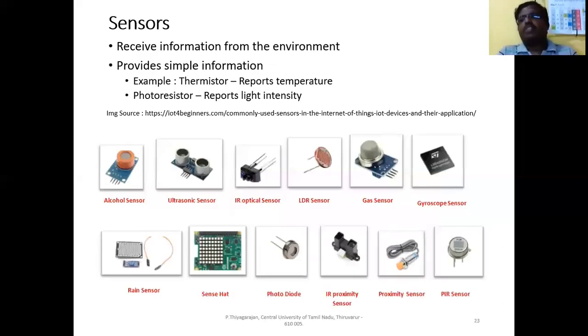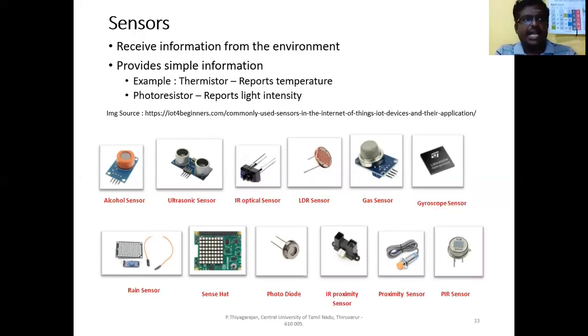Next component which we're going to discuss. So far we have been discussing only the microcontroller, which is the brain of the embedded system. So far we discussed the microcontroller, IP core, and FPGA. These are the 3 main components at the center of the embedded architecture. Next, we're going to discuss the sensor.